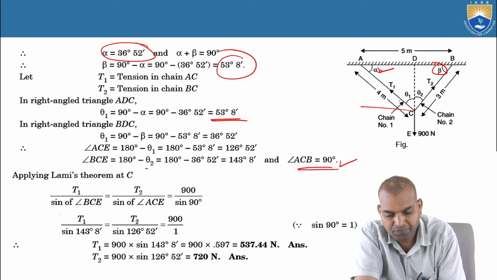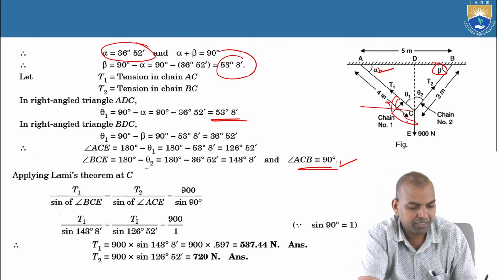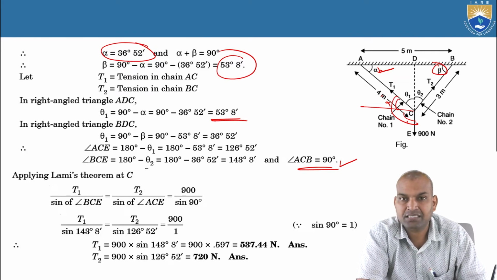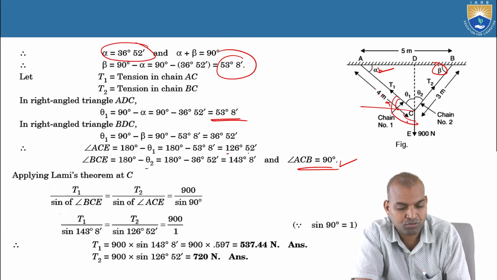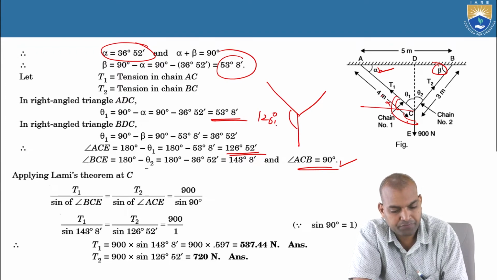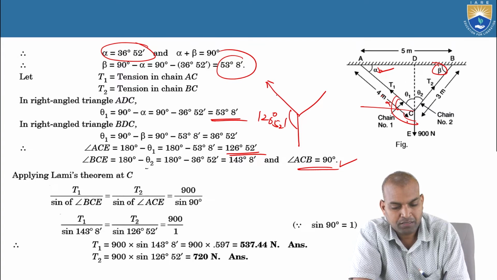So the angle between, yes, what about the BCE angles? Here it is alpha. Then 90 plus alpha is the angle between. The 90 plus alpha, that is ACE. The angle between ACE equal to 126 degrees 52 minutes. That is 126 degrees 52 minutes. That is T1.